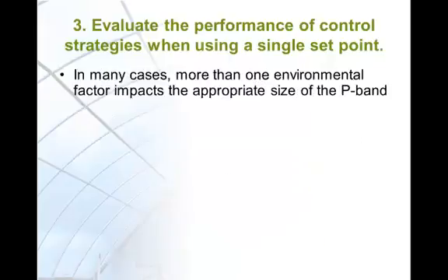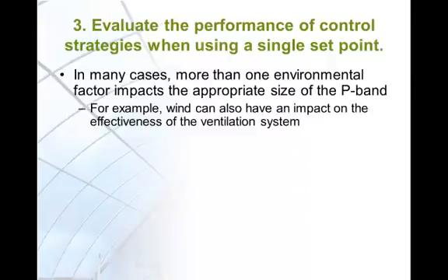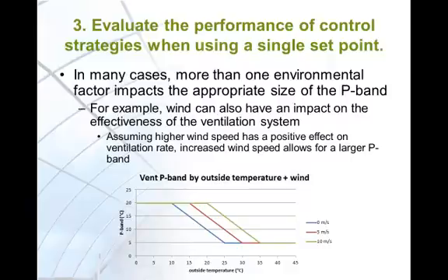In many cases, more than one environmental factor impacts the appropriate size of the P-band. For example, wind can also have an impact on the effectiveness of the ventilation system. Assuming higher wind speed has a positive effect on ventilation rate, increased wind speed allows for a larger P-band. The graph shown here demonstrates how the P-band can be adjusted not only by outdoor temperature, but also by outdoor wind velocity.